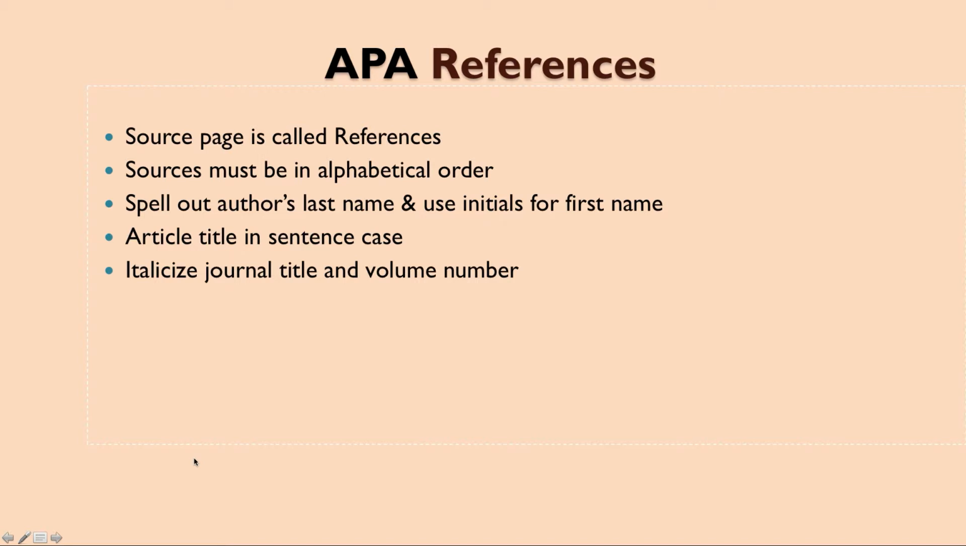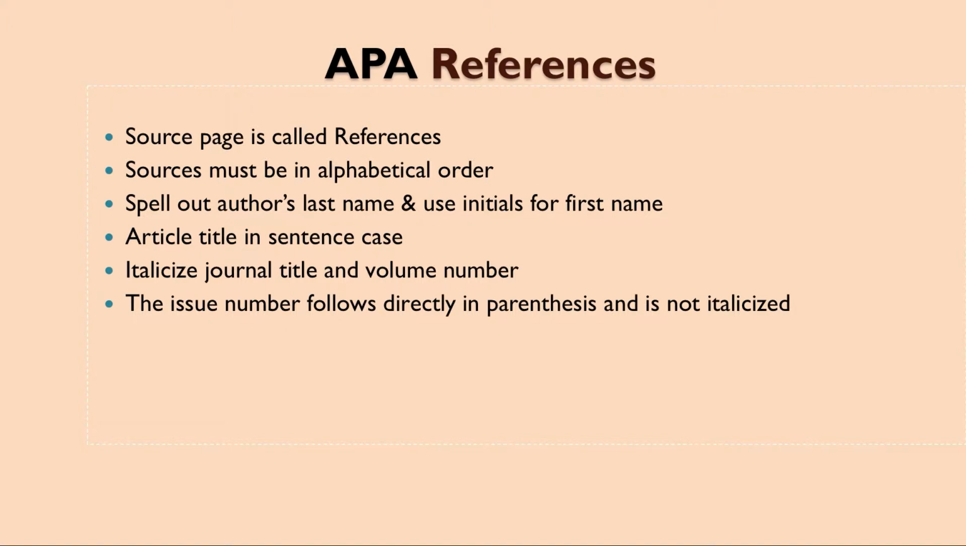Your journal title, if it's from a journal, and most of you will be using journals because I want you to use the library versus Google, you italicize the journal title and you italicize the volume number, and they go directly next to each other. So you'll have your journal title, comma, then the volume number, and then there's actually no space, and you take away the italics. And that's where you put the issue number.